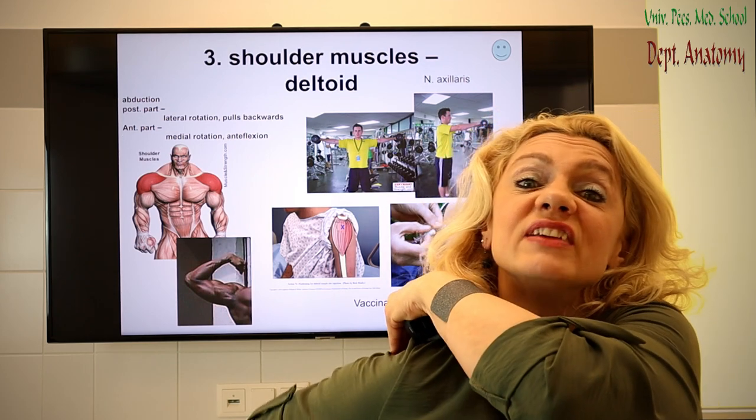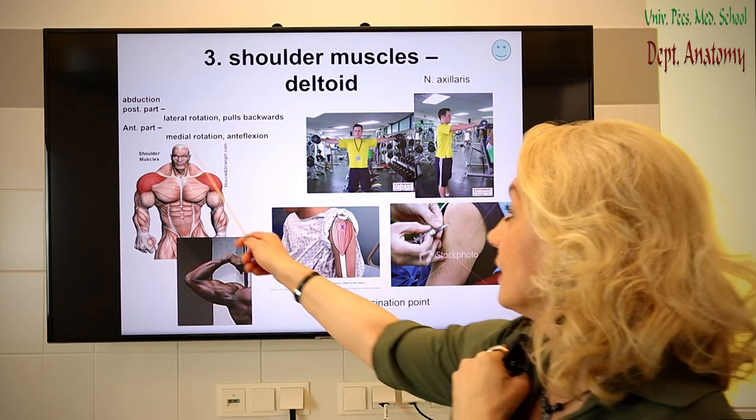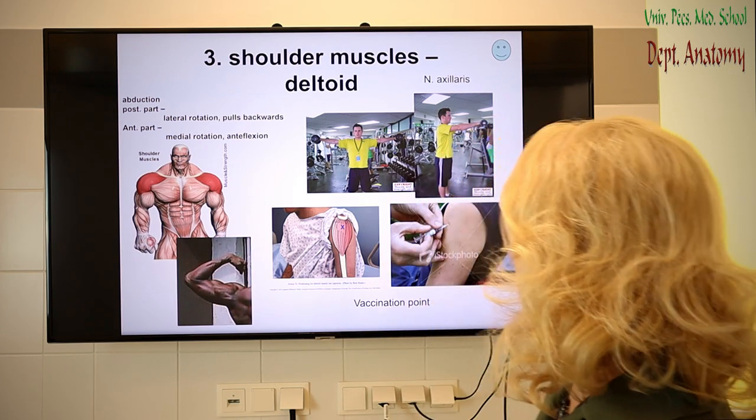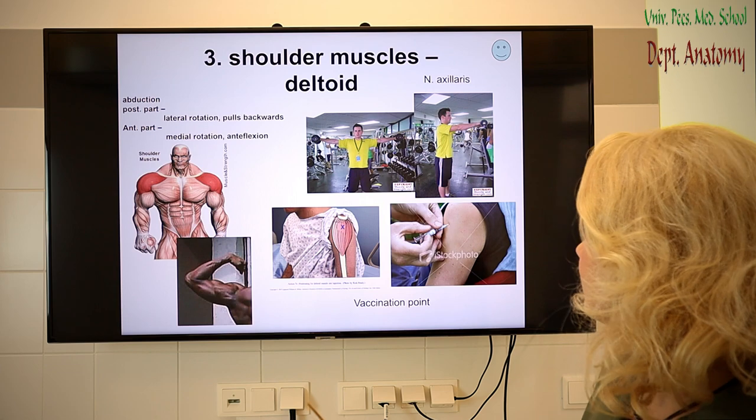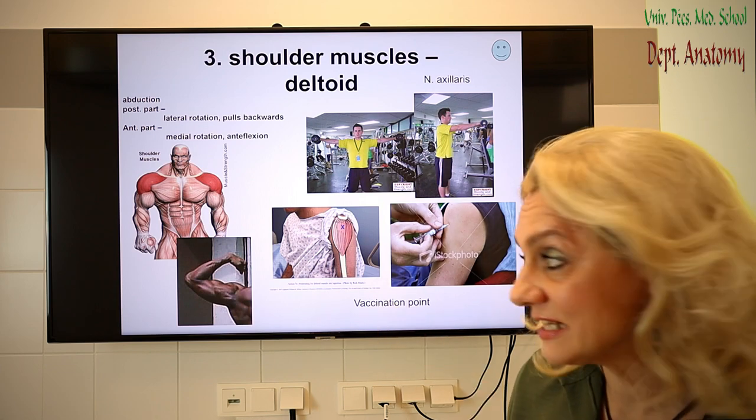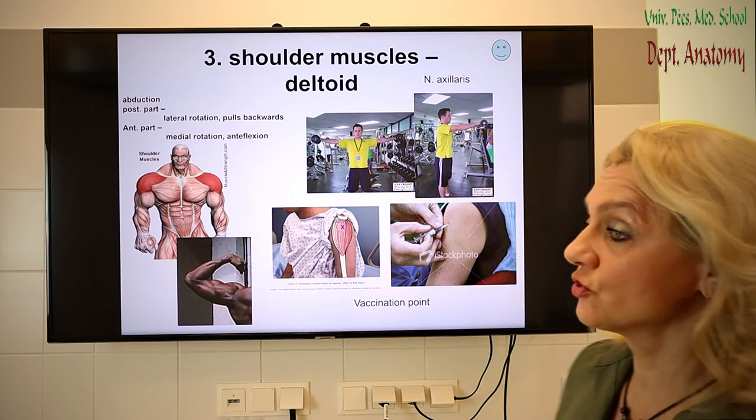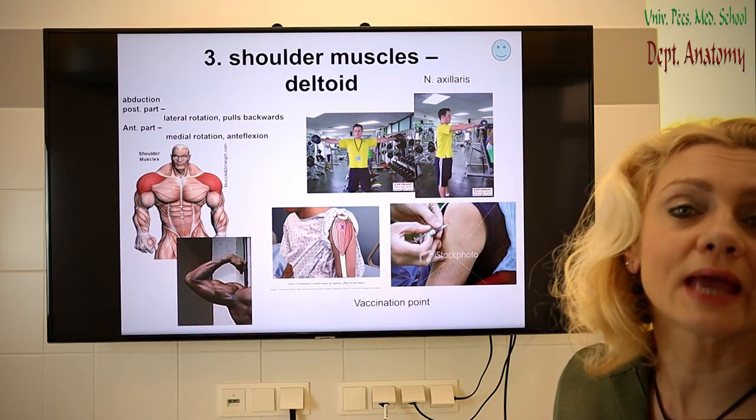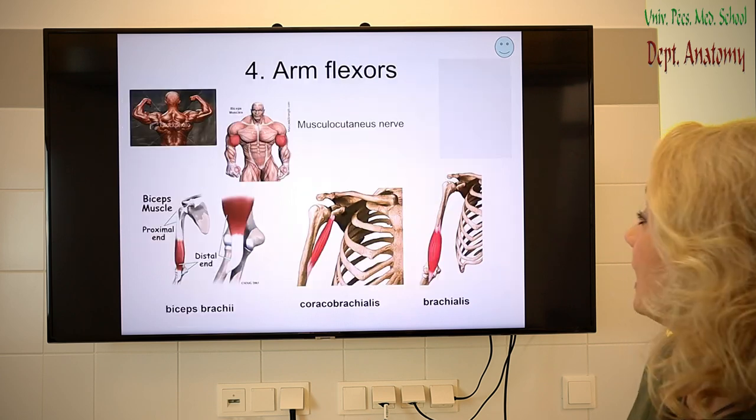This again you can feel. And the anterior part does medial rotation and anteflexion. The area itself is important also for vaccinations. And these pictures show how you can train the deltoid muscles, of course doing abduction mainly.